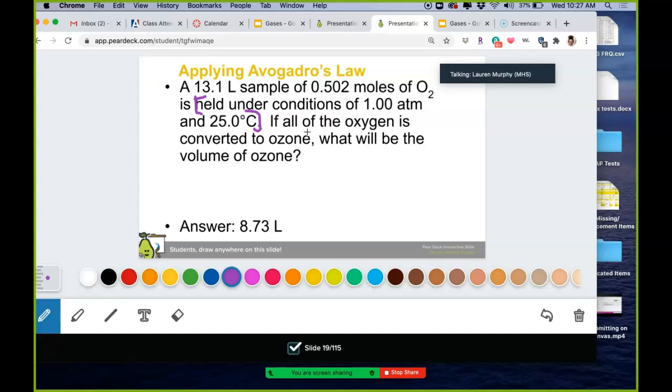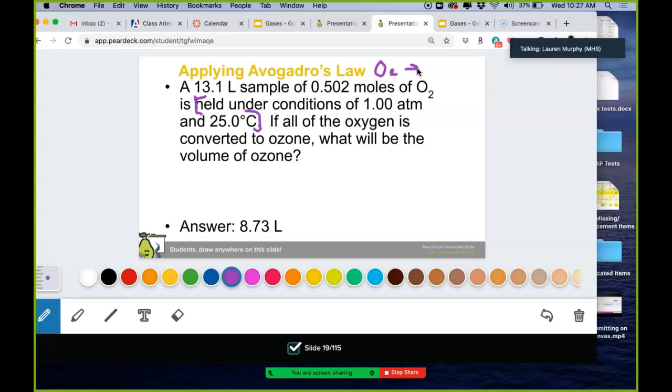So all of the oxygen is converted to ozone. So this is an actual chemical reaction. So O2 is being converted to O3, which is ozone. So this is a 3 and this is a 2. So they give you a volume and moles of O2, so V and n.